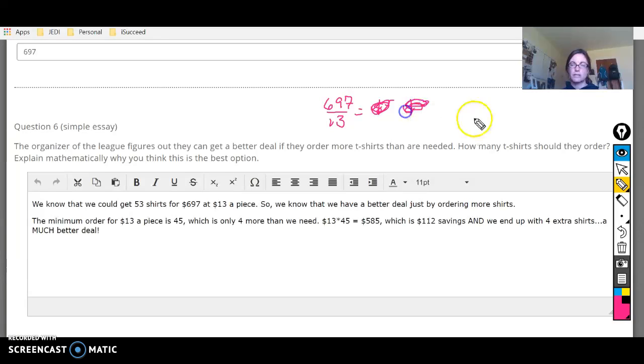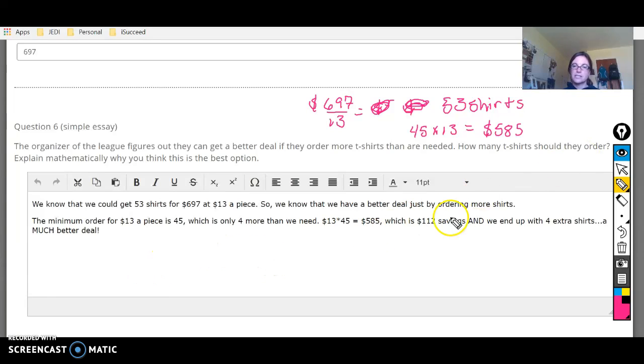That's 53 shirts that I could get at a price of $13 each for what I was willing to pay for 41 shirts at $17 a piece. But the truth is we don't need 53 shirts. We need 41, but we could save some money by ordering the minimum number of shirts at 45. So I could get 45 shirts for $13 a piece, and that is $585, which is definitely less than I was going to spend before, and I still have 4 extra shirts.